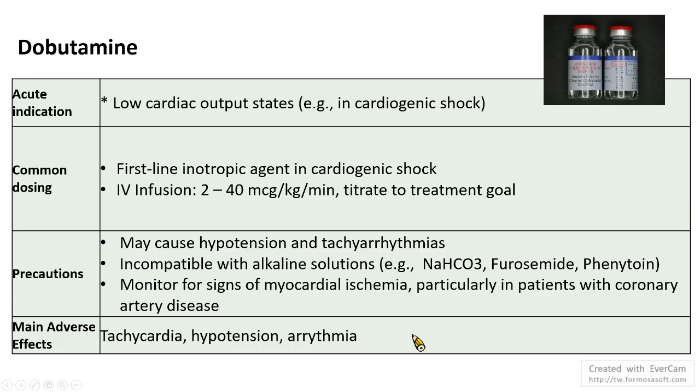And then let's go to dobutamine. It is mainly the first-line inotrope agent in cardiogenic shock.